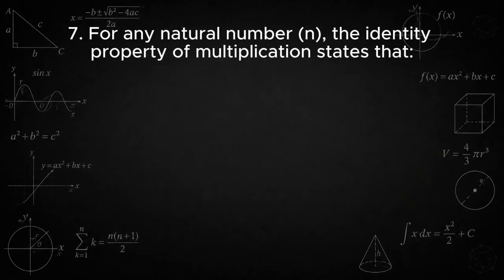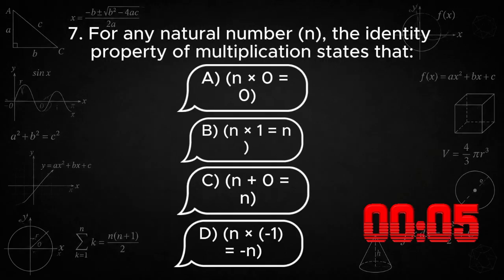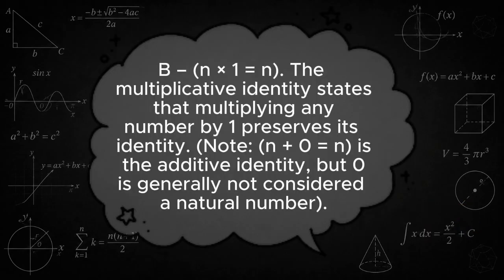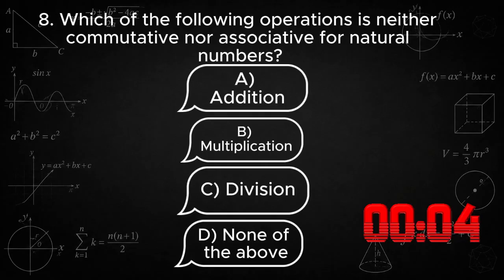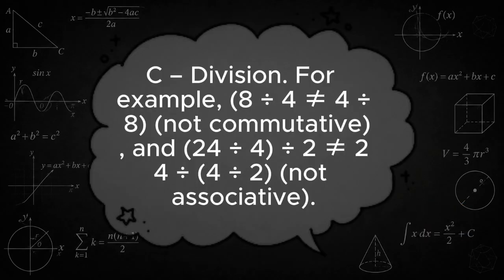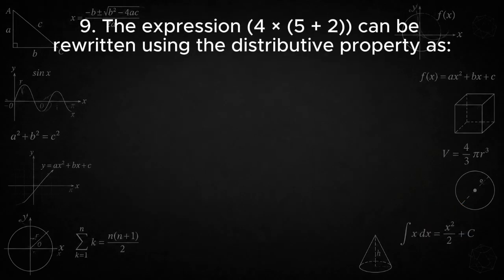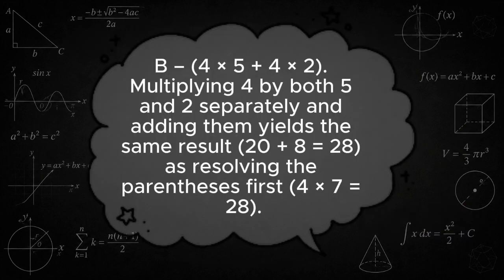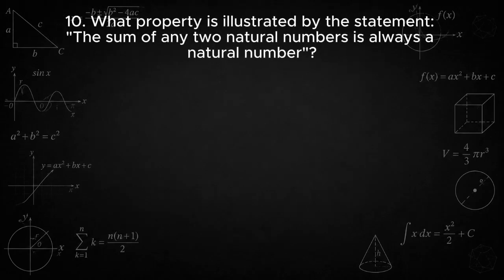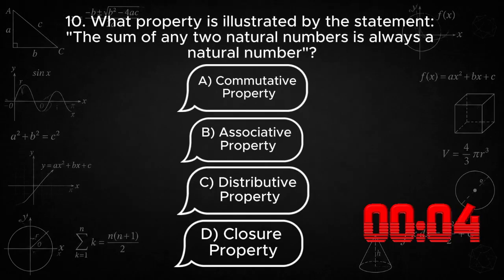7. For any natural number n, the identity property of multiplication states that. 8. Which of the following operations is neither commutative nor associative for natural numbers? 9. The expression 4(5 plus 2) can be rewritten using the distributive property as. 10. What property is illustrated by the statement, the sum of any two natural numbers is always a natural number?